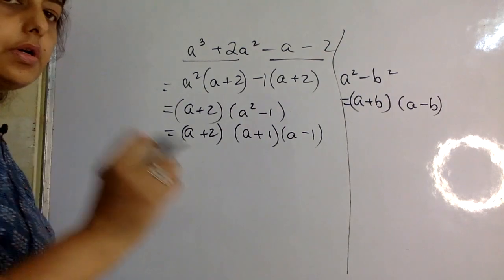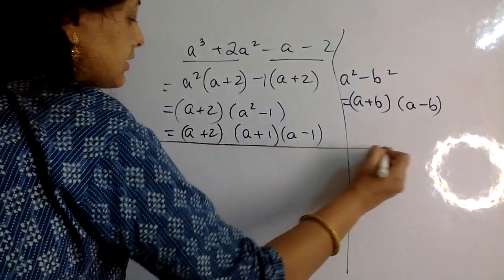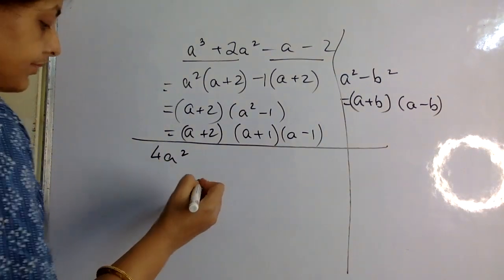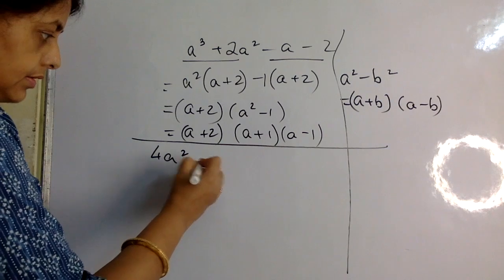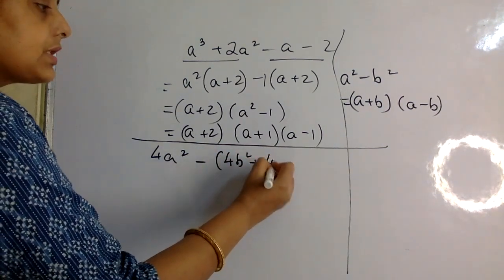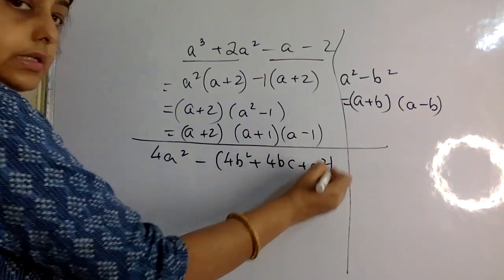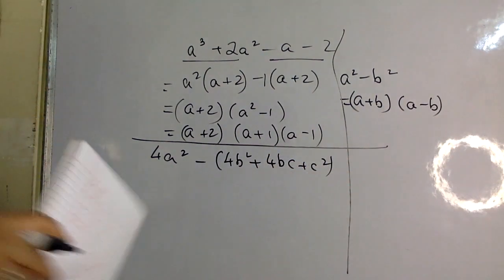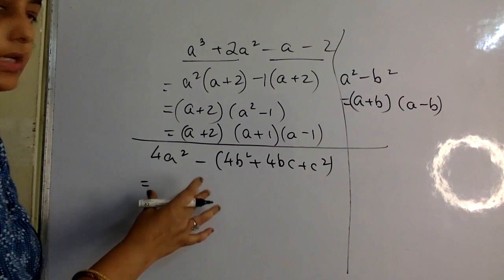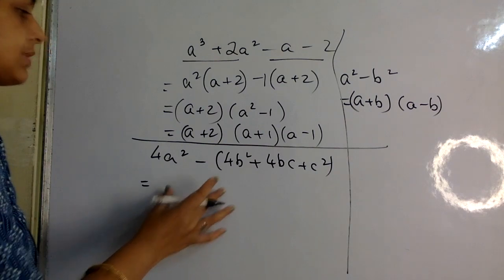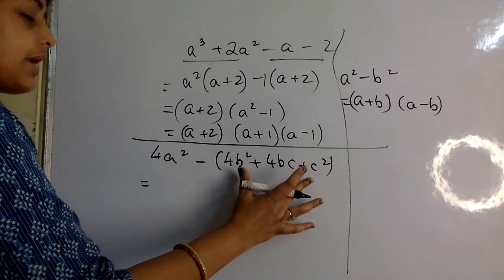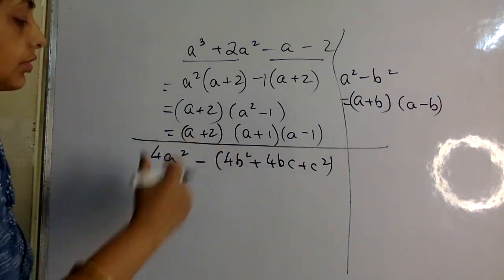Let's take up another question, which is slightly different. 4a square minus (4b square plus 4bc plus c square). Okay, so how do we do this sum? Now here if I see this particular question, this part is already given in brackets like this. Now what to do?